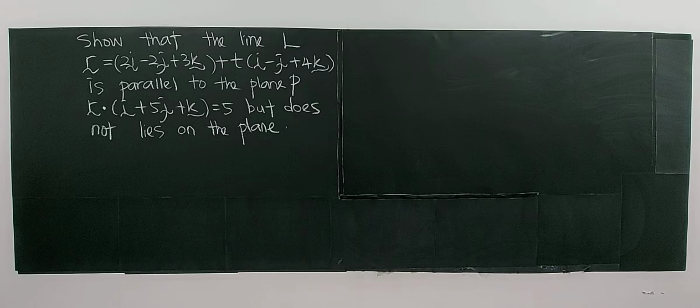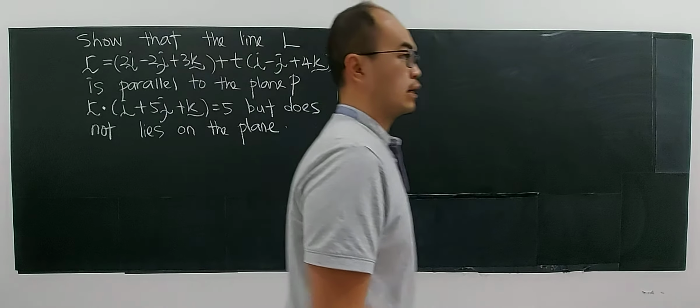Alright, okay, let's look at this question. This question is asking you to show that the line is parallel to the plane, but this line does not lie on the plane. Alright, it shows that it's parallel to the plane but does not lie on the plane.